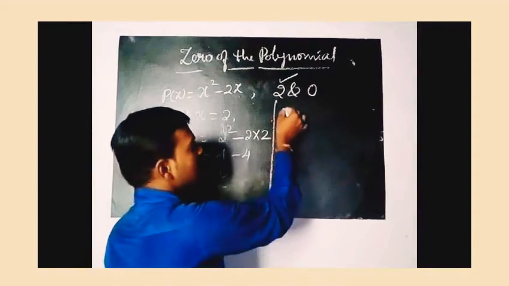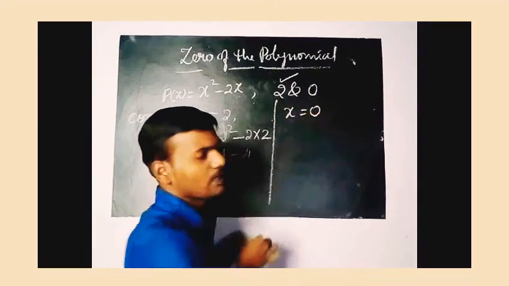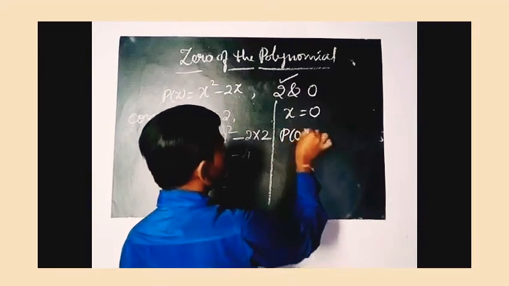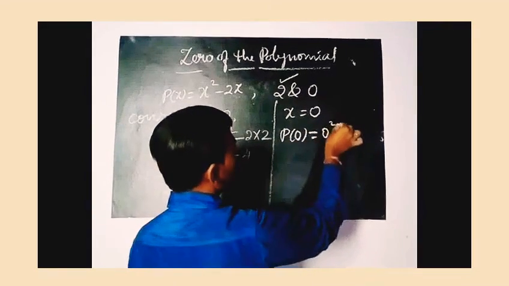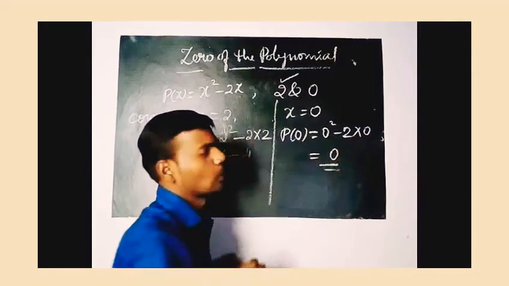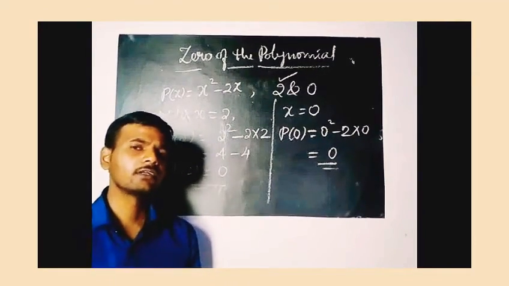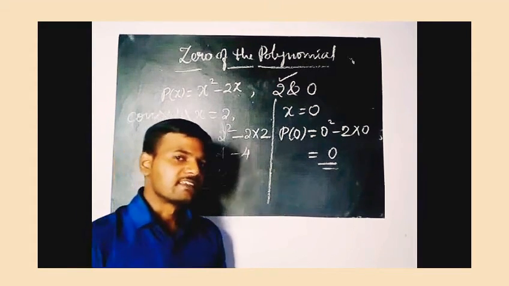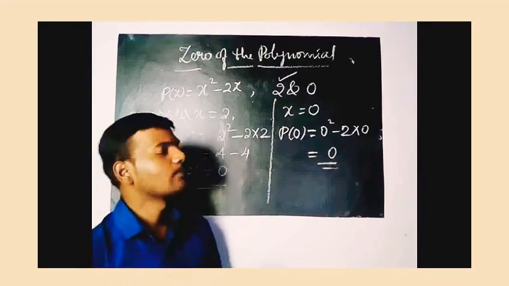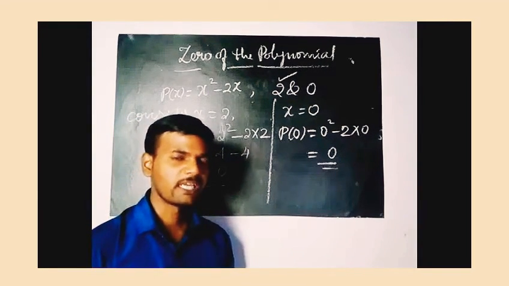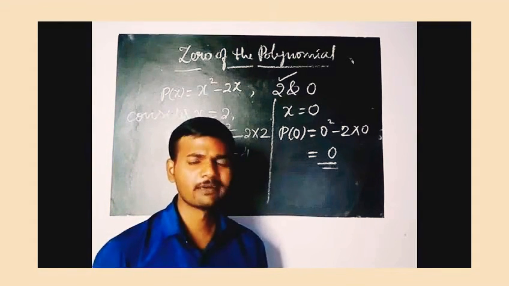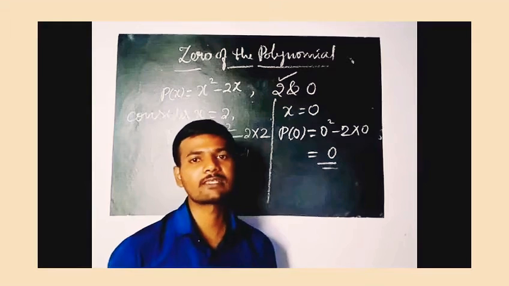Next, consider x is equal to 0. Then verify it. p of 0 is equal to 0 square minus 2 into 0. It also becomes 0. So here 0 and 2 are the zeros of the polynomial x square minus 2x. Now we can conclude that 0 and 2 are the zeros of the polynomial p of x is equal to x square minus 2x.